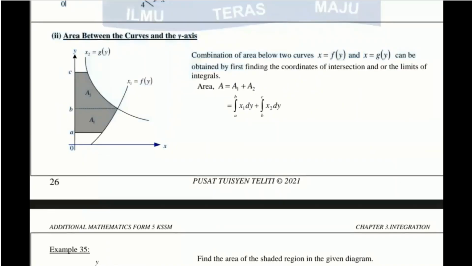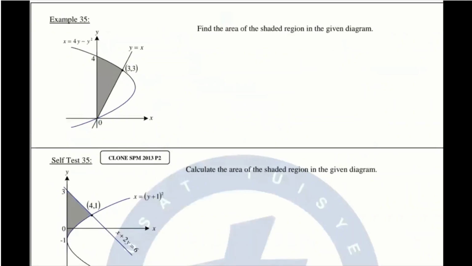Area bounded by the y-axis. Yeah, we move towards the y-axis. So now, same thing, you just add up the two different areas. So this area, A to B, then B to C, just add them up, okay? So let's look at one example, example 35.